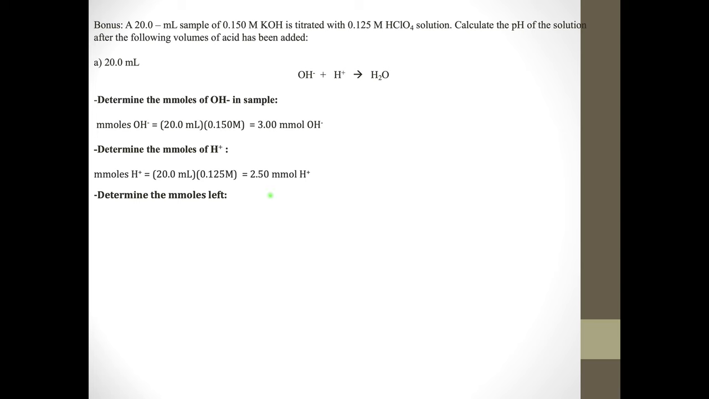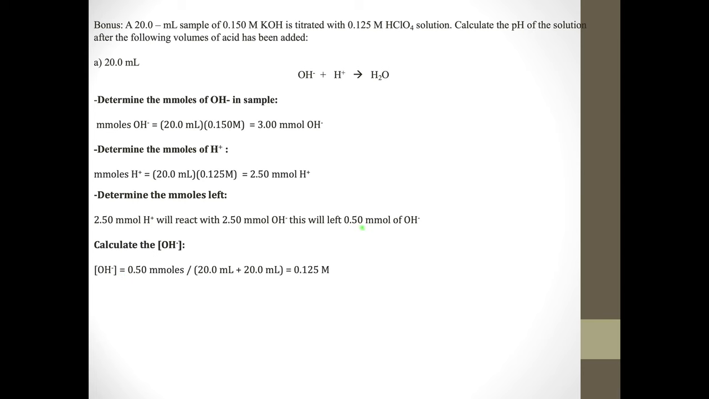So as you can see here, 2.50 millimoles of the hydronium will react with 2.50 millimoles of the hydroxide, and we will have left 0.50 millimoles of hydroxide from that reaction. So now we can calculate the concentration of OH, which will be equal to the 0.50 millimoles of hydroxide ions divided by the total volume that we have now. That's going to be 20 milliliters of the sample and 20 milliliters of the perchloric acid that we add here, and that will be equal to 0.125 molar.